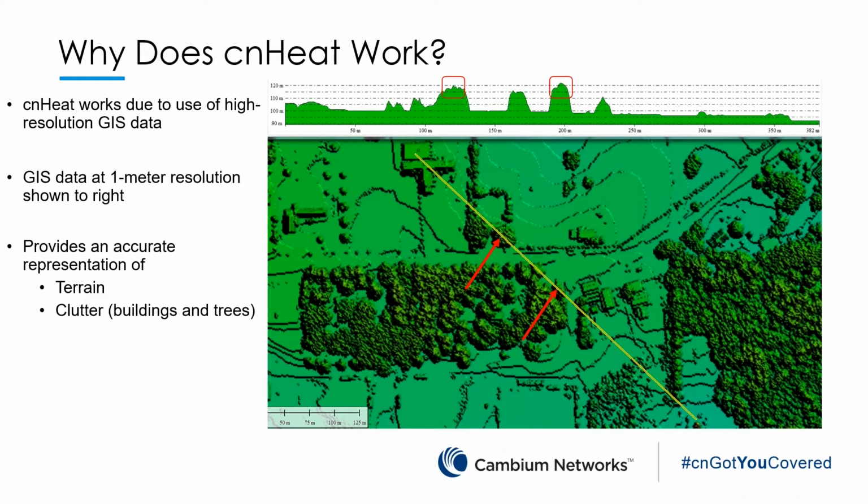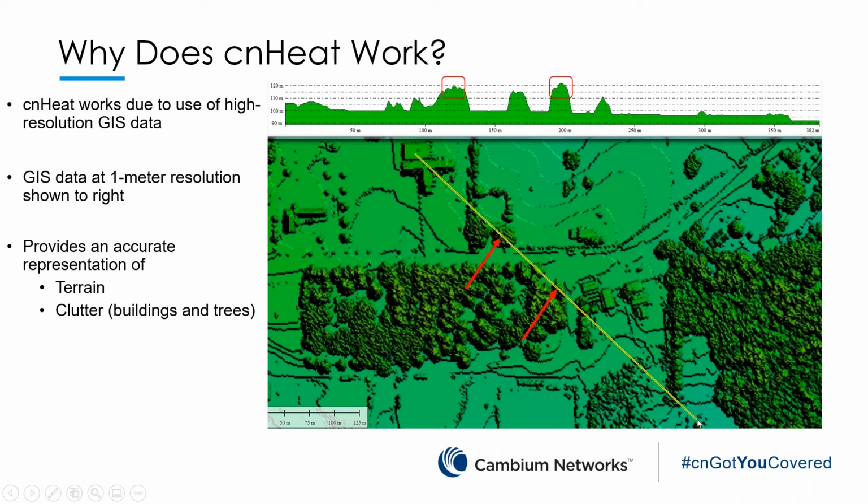Why is cnHeat different? A key reason for this is we use high resolution GIS data, or 1 meter data. So if we look at this data right here on the right, we get a lot of our data from LiDAR, and this is at 1 meter resolution. If you look at this picture, you can see the trees and the details of the trees, and you can even see the building right here. And this is another church, and in the back of the church is like a hall or something.